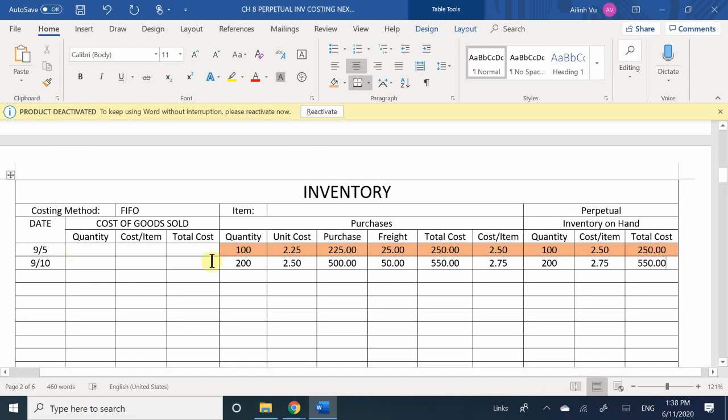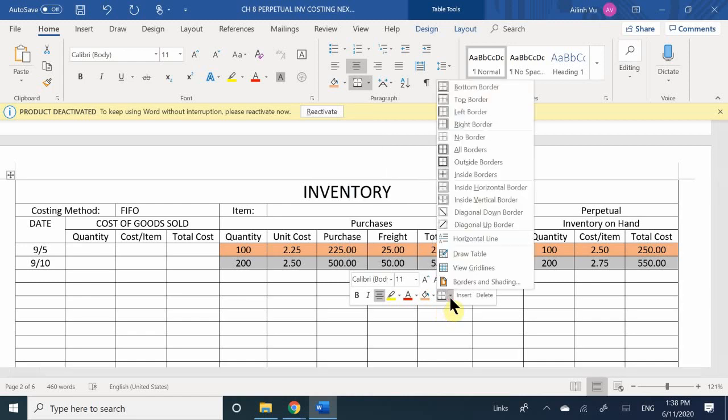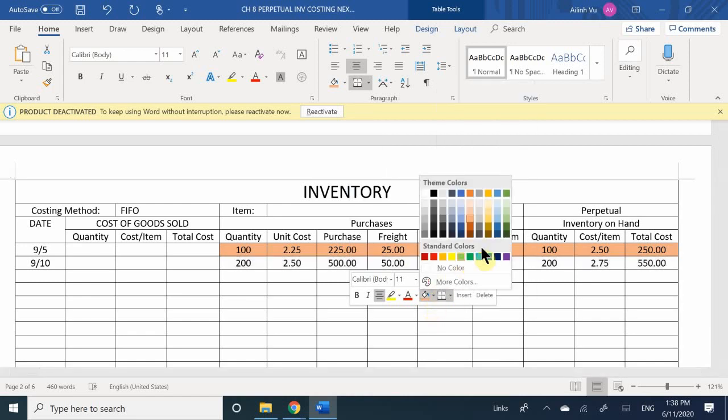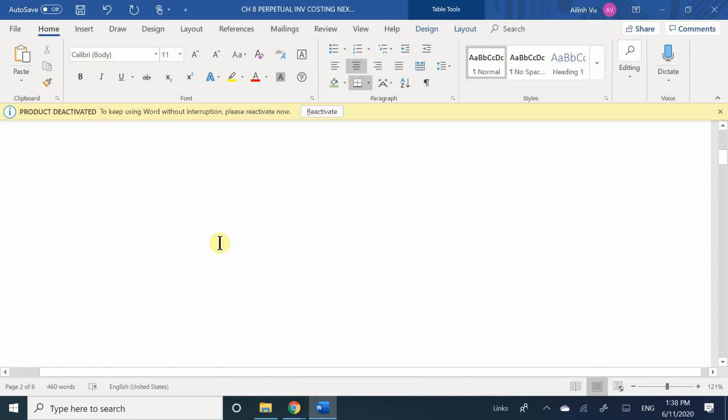All right, and now I'm going to go ahead and highlight this. I'm going to make this light green, because I'm going to make yellow my calculations.